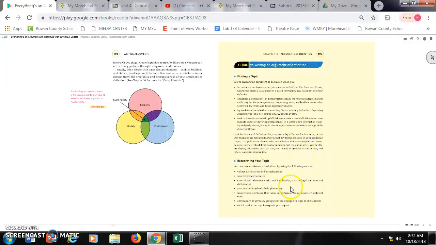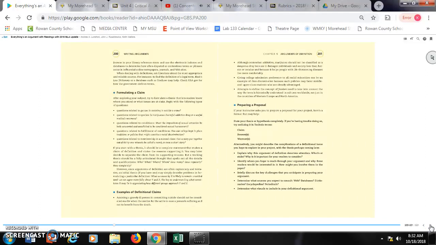Research your topic. Don't rely just on articles or websites. Try to find videos. Really dig in and see what you can learn about that topic. Formulate a claim. This is so important. We've been talking about and studying creating claims this entire semester. Claims are so important to your essay.